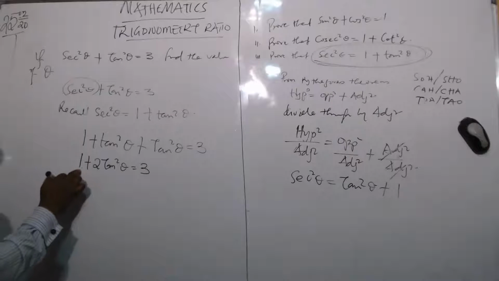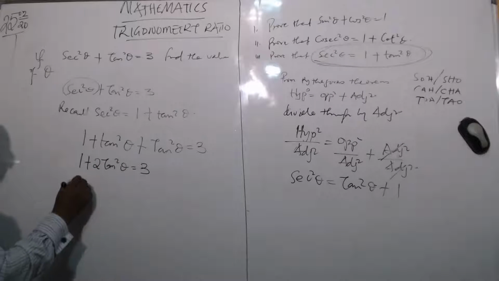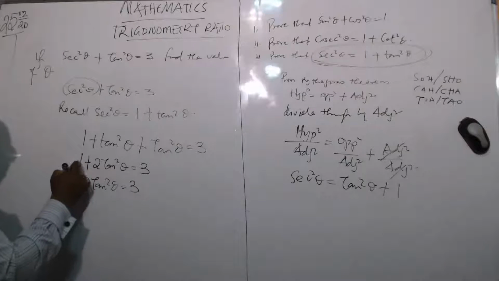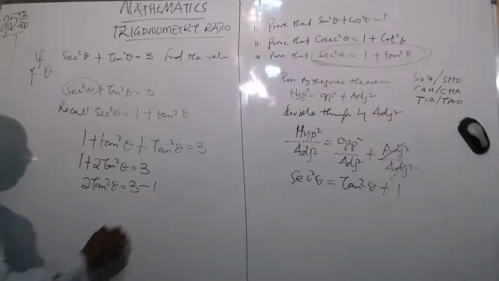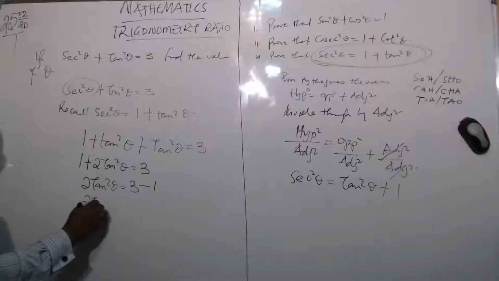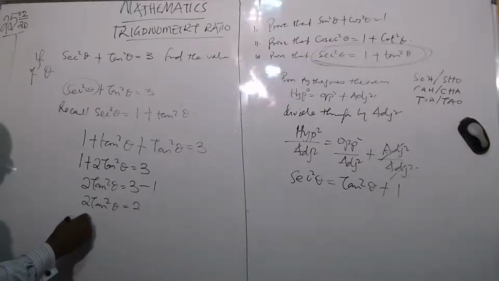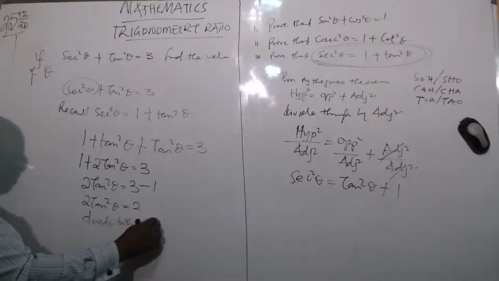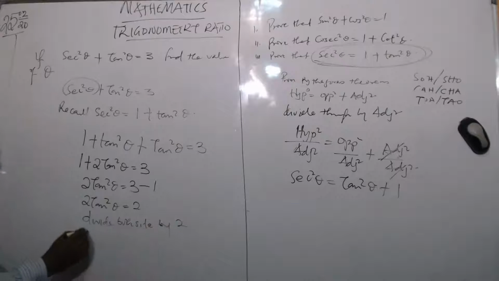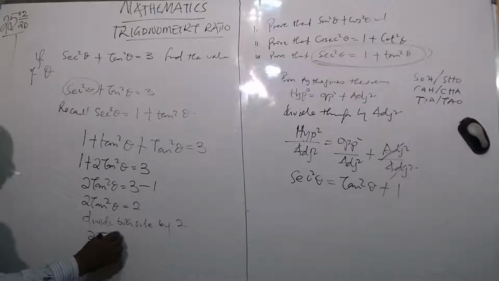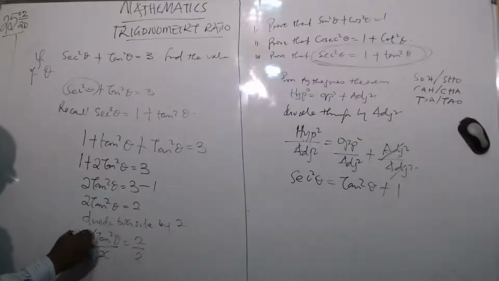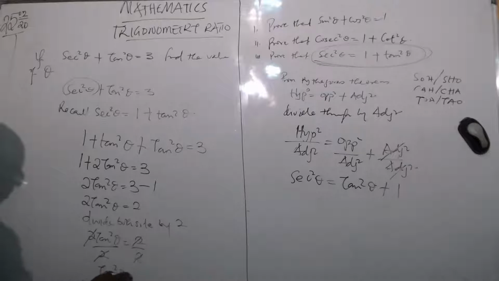Now, this one transfer to the other side. We have 2 times tan square theta equals 3 plus 1 coming to this side becomes negative 1. So 2 times tan square theta equals 2. I will now say divide both sides by 2. So I have 2 times tan square theta equals 2. Here divided by 2, here divided by 2. These two take care of these two. This one takes care of this. So I want tan square theta is equal to 1.